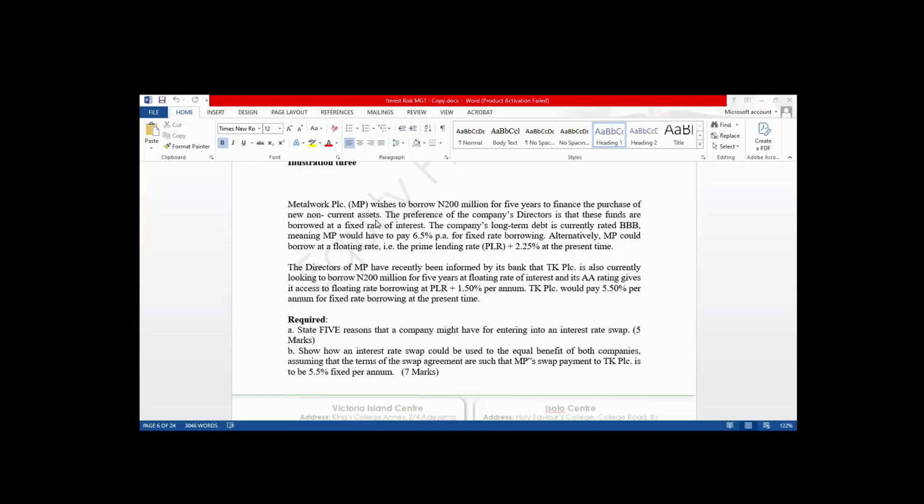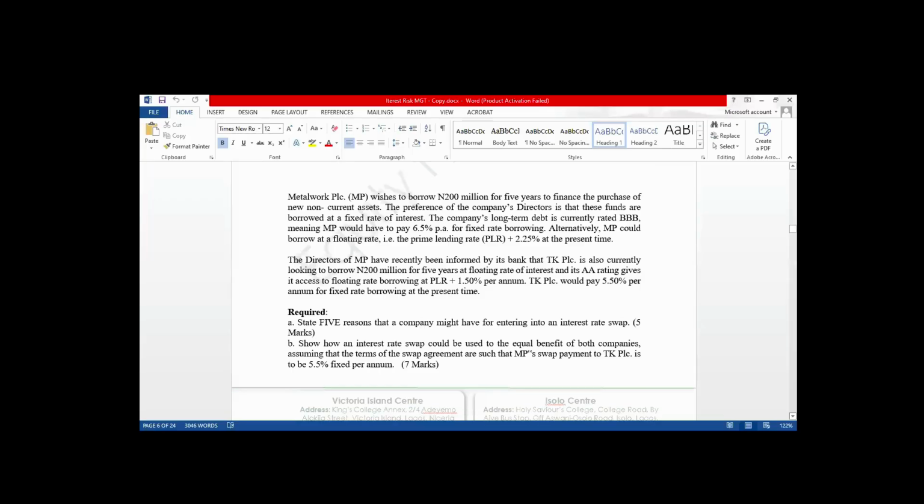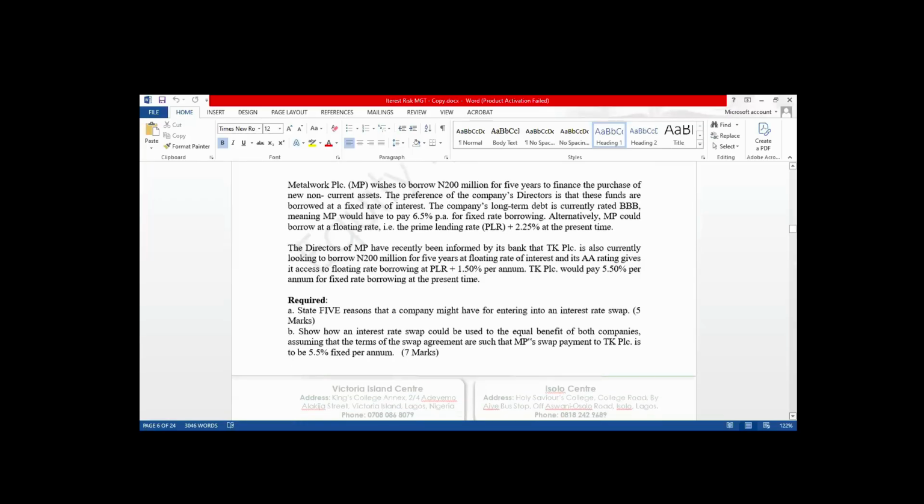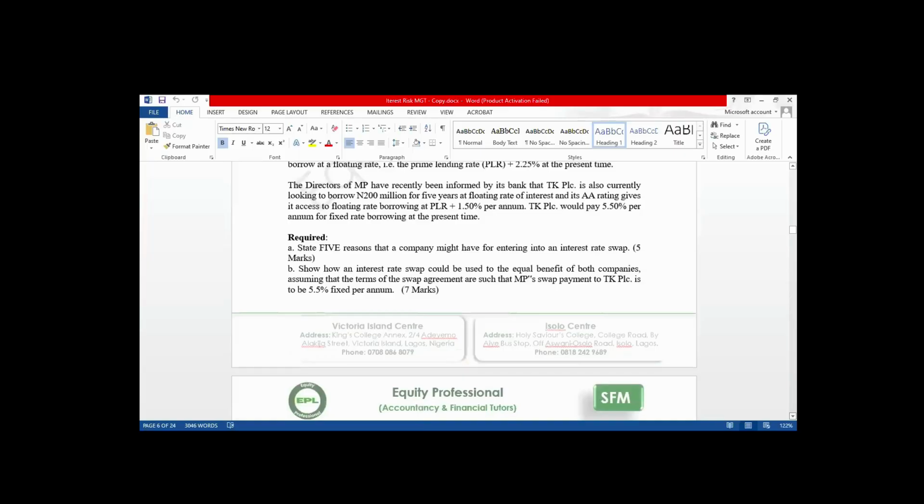TKPSC will pay 5.5% per annum for fixed rate borrowing at the present time. Requirement A: state 5 reasons that a company might have for entering into an interest rate swap.